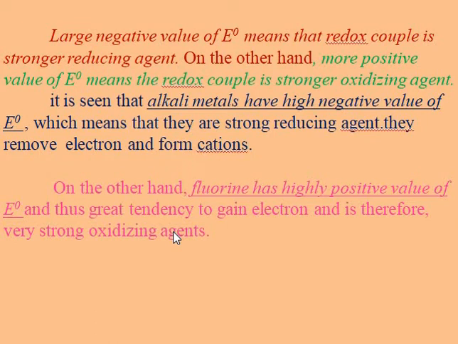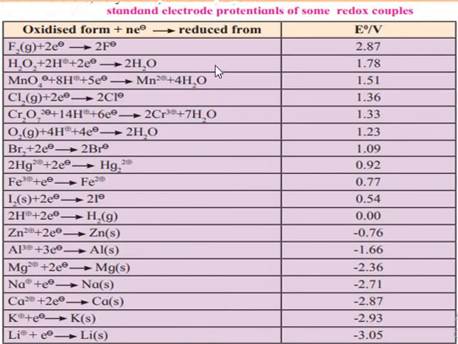Another arrangement of the electrodes in their decreasing order of standard reduction potential gives the electrochemical series. This electrochemical series is shown in this table. Fluorine gains 2 electrons to form 2F−, and this electrode potential is 2.87.